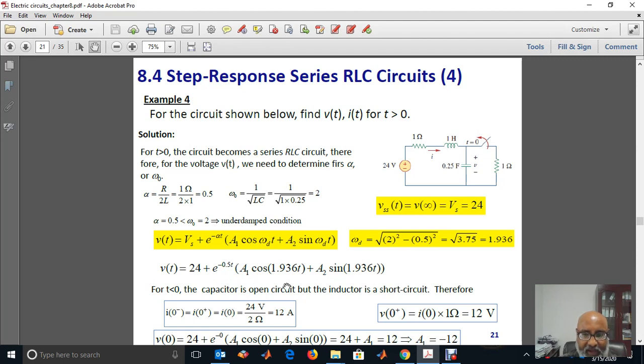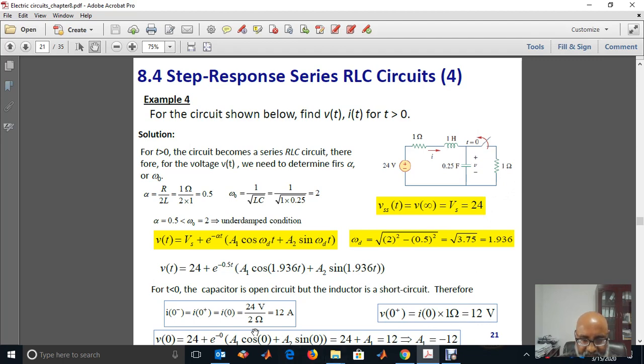So what are the remaining A1 and A2? We solve them from the initial conditions. For t less than 0, the capacitor is an open circuit, but the inductor is a short circuit. And we know the current through the inductor does not change abruptly. I at 0 minus equals I at 0 plus. I at 0 is equal to 24 volts over 2 ohms, 12 amperes. And the voltage across the capacitor is the same as the voltage across this 1 ohm resistor. I at 0 times 1 ohm is equal to 12 volts.